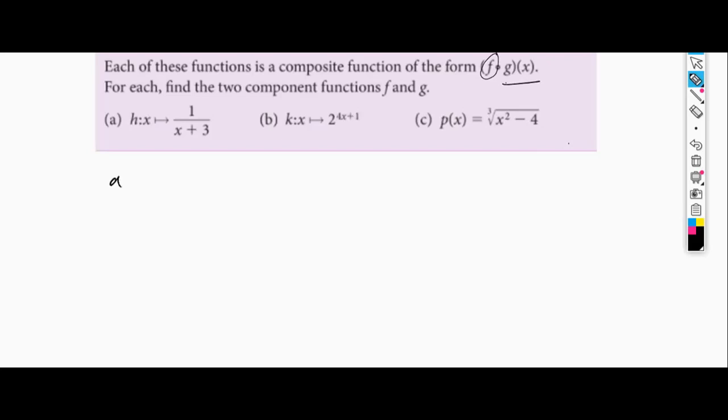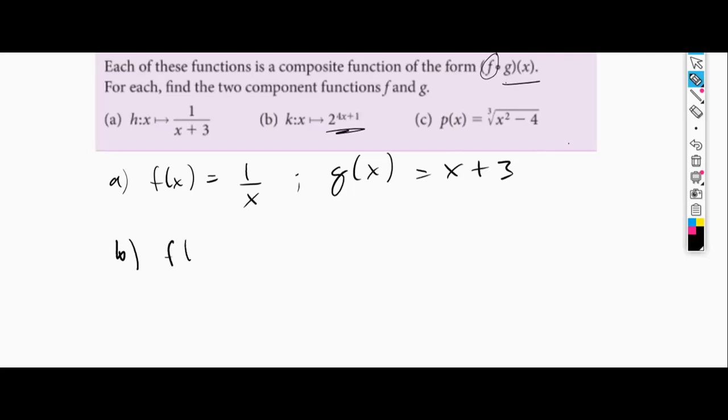So for a, it's easy to see that f of x is the reciprocal, so we can describe it as 1 over x, whereas g of x would be the linear function x plus 3. For b, because it's an exponential, we can say that f of x is 2 to the power of x, the outside function, and the inner function g of x would be the also linear 4x plus 1.